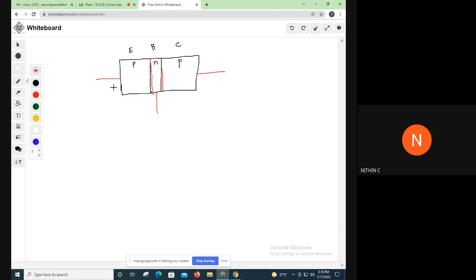So we are going to provide biasing to the first junction, and this is how I am biasing it now. And in the second junction also, I am going to give the bias. And it's like this.